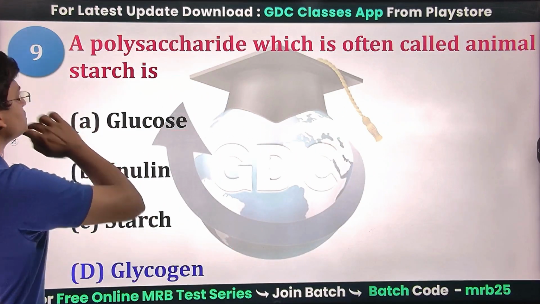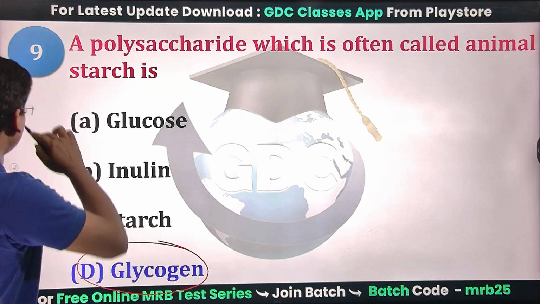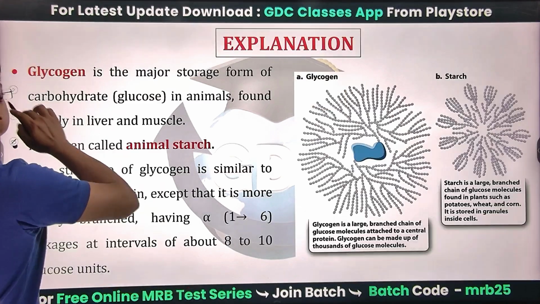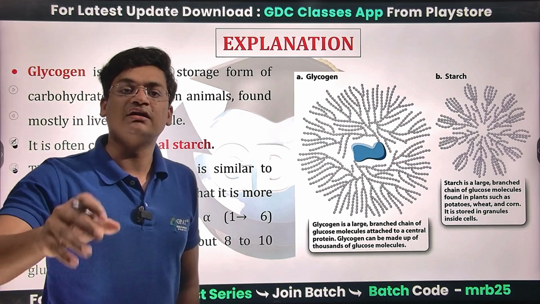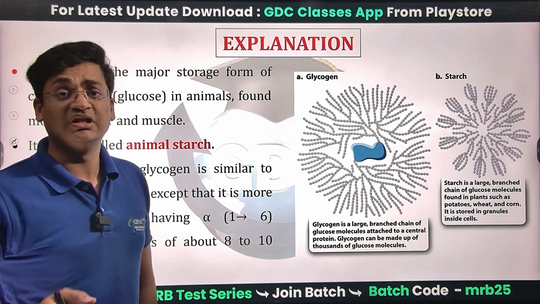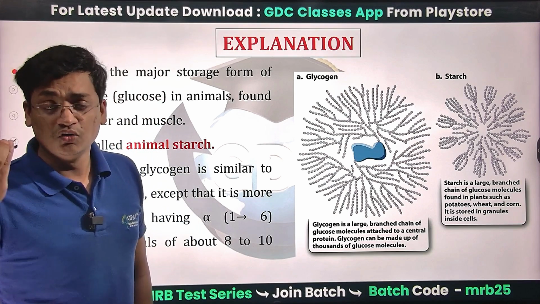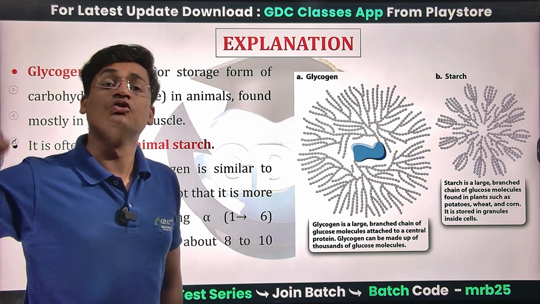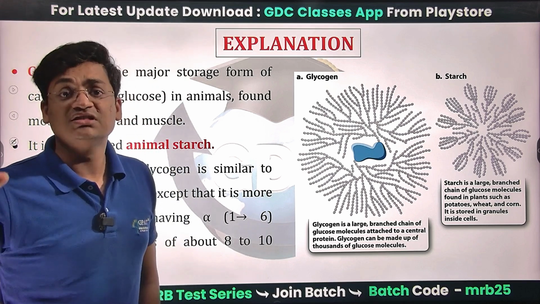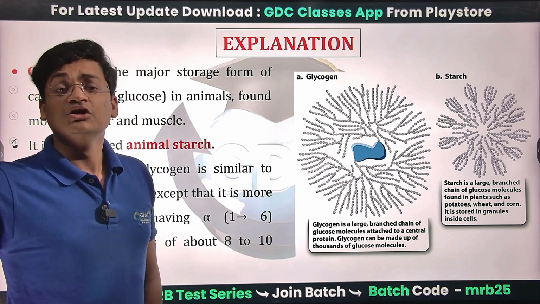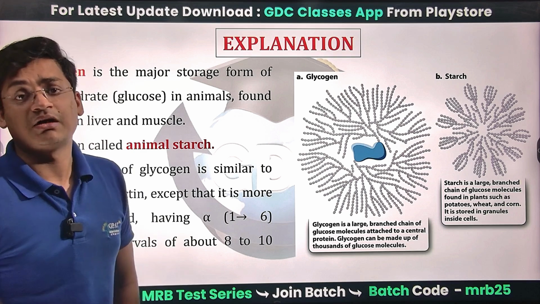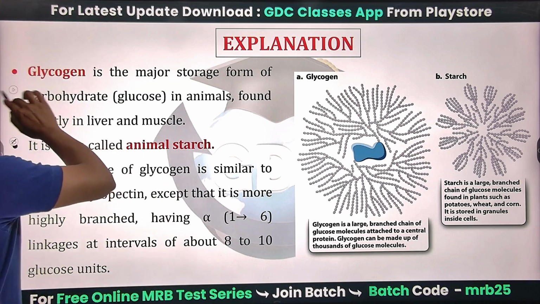Check yourself. The right answer is D, glycogen. Glycogen is stored inside the human body, or the animal body. Animals store glucose by converting it into glycogen, and this glycogen is the storage unit for carbohydrates inside an animal cell.